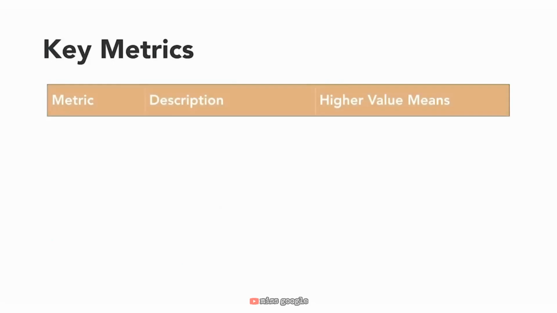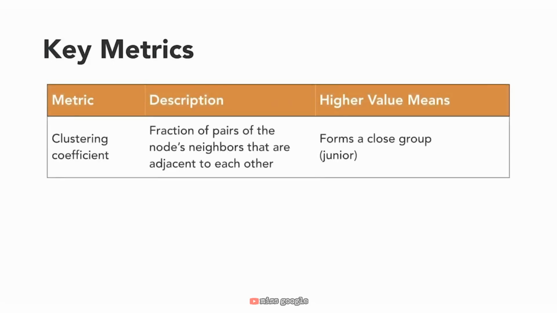In this chapter, we will analyze the employee network for three key metrics. The first metric is clustering coefficient. The clustering coefficient for a node is the fraction of pairs of that node's neighbors who are adjacent to each other. In other words, the node's neighbors themselves have collaboration with each other. How to understand this metric? The higher the clustering coefficient is, the more likely this node is a part of a close group who collaborate well with each other. Usually, we will see this for employees who are juniors as they mostly communicate within their team and rarely outside their team.